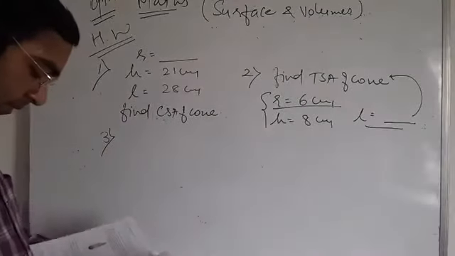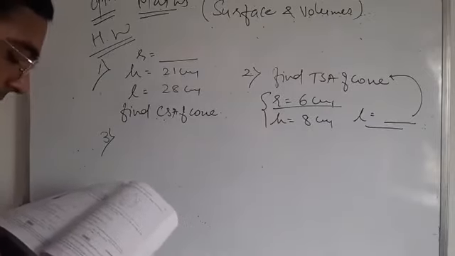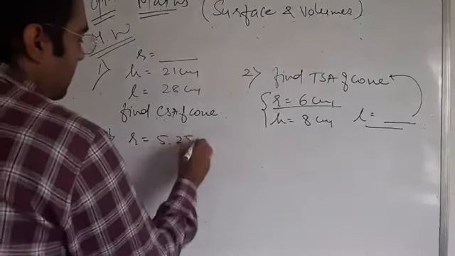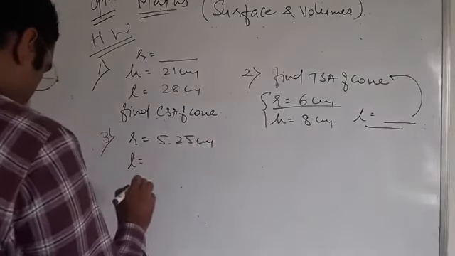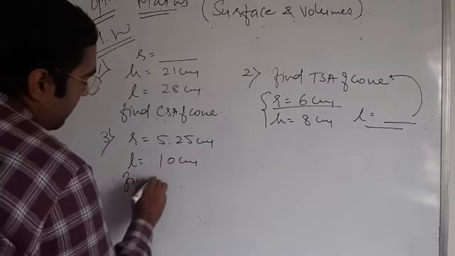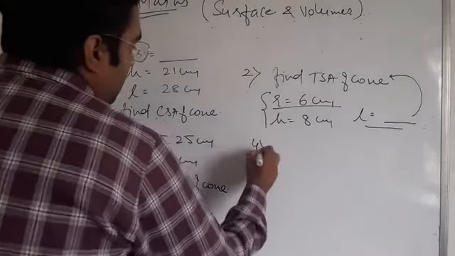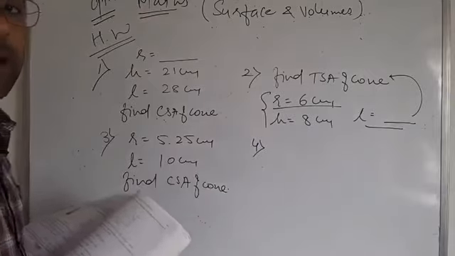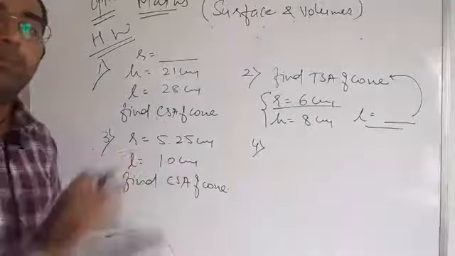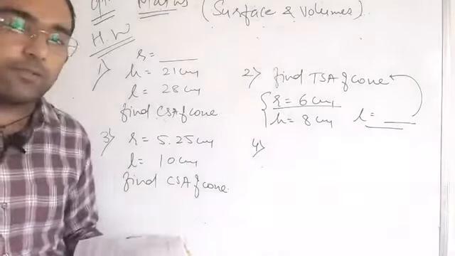So the third question: find the curved surface area of the cone. Radius is 5.25 cm and slant height is given as 10 cm. Find the curved surface area of the cone. Clear? In this question you do it directly using the formula curved surface area equals πrl, and put the values of the radius and slant height in it. Then you directly get the answer.